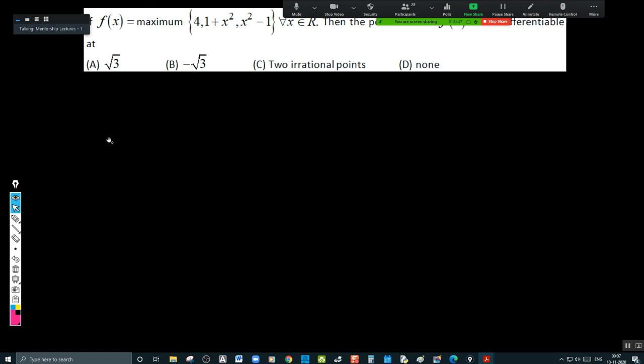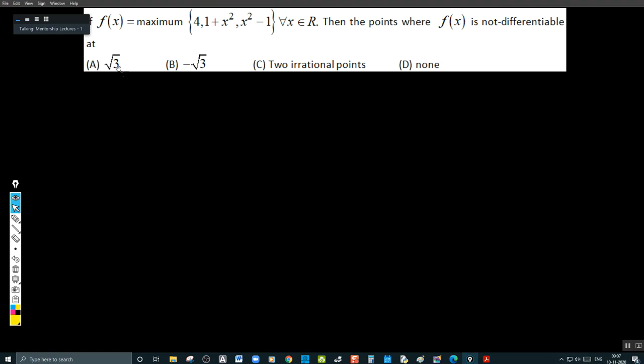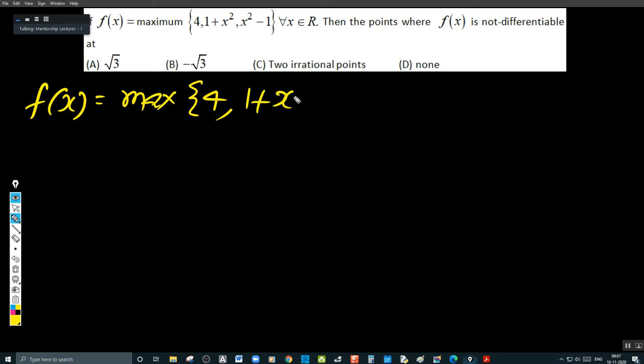Let us check it out. It is maximum and minimum values. Maximum or minimum values of two or more than two functions. Graph is to be drawn first to understand the non-differentiable points. Here, the function given is maximum of 4, 1 plus x square, x square minus 1, as x belongs to R.